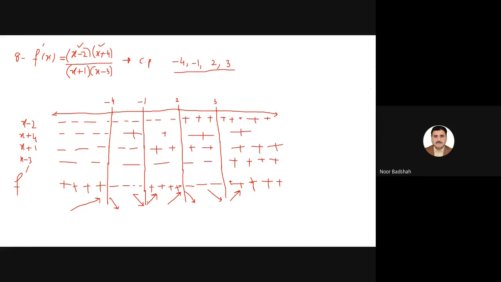Okay, you would simply write f is increasing for all x belongs to which interval? Less than minus 4. So going from minus infinity to minus 4, union from minus 1 to 2, union 3 to infinity. And f will be decreasing for x belongs to the remaining two intervals where derivative is negative, that is minus 4 to minus 1, and then from 2 to 3.